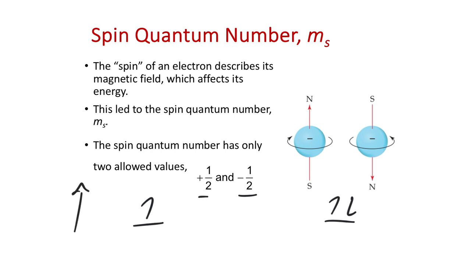If you then have it opposite the magnetic field, that would be minus 1 half. Just to give you an idea of what we mean by plus and minus a half, it's really just the idea that if you know one is up, the other has to be down. If one's down, the other could be up.